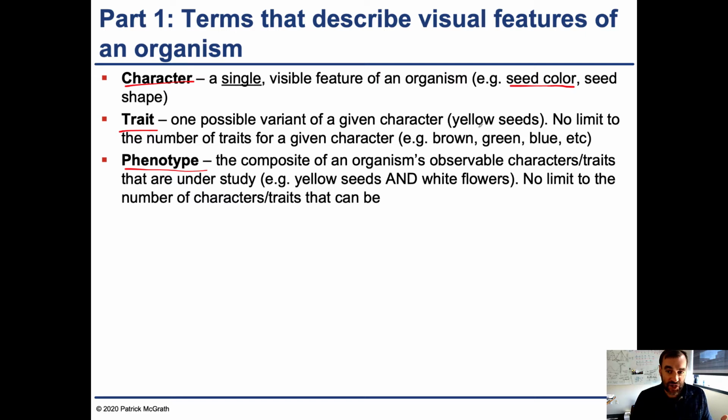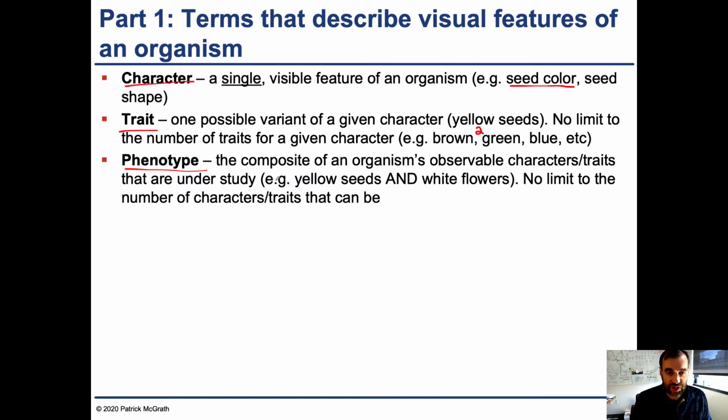In the course of this chapter, though, of course, we're only assuming that there's two variants, and this is just because Mendel, the pea plants that he studied, only happened to have two traits for a given character. And then phenotype is the composite of an organism's observable characters, traits that are under study.